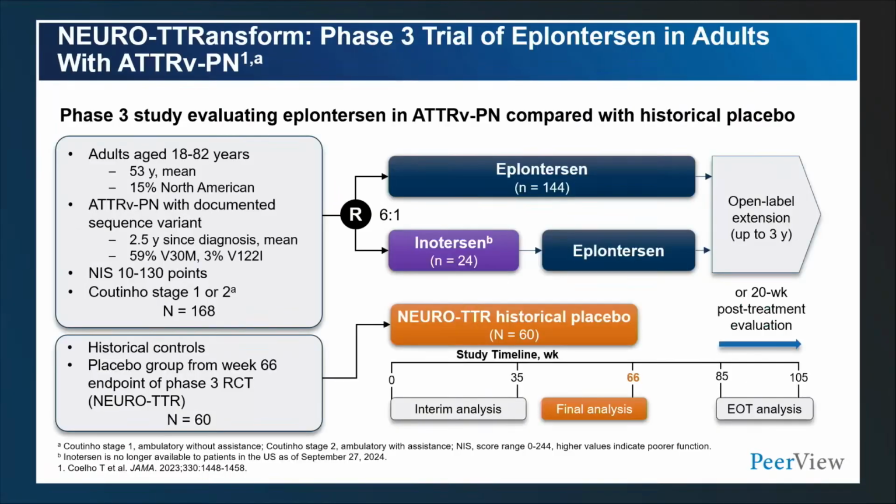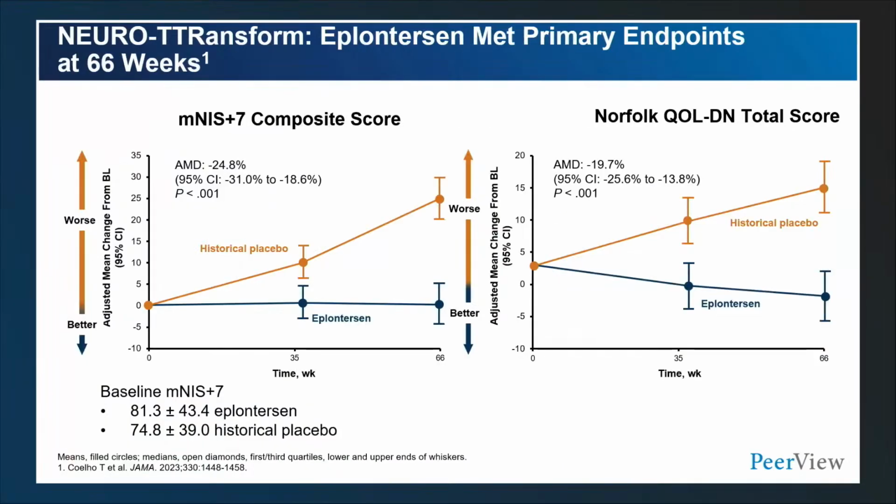So again, comparing to historical placebo with vutrisiran, you can see the stabilization of the neuropathy impairment score and the quality of life. And then eplontersen is an improvement of inotersen. It's given once a month under the skin by the patient themselves. And they also did a study comparing to historical placebo. And here also we see stabilization of the neuropathy impairment score and improvement in the quality of life of patients who got on eplontersen compared to the historical placebo.